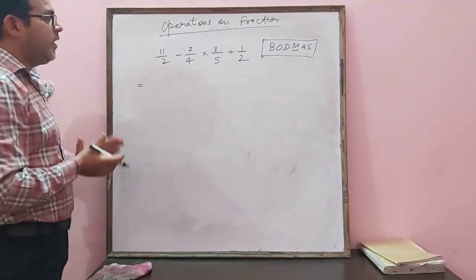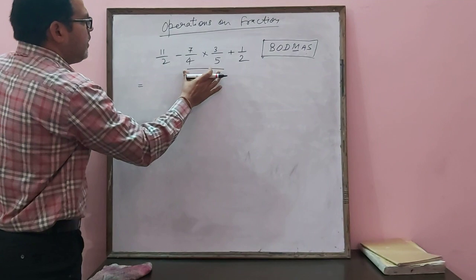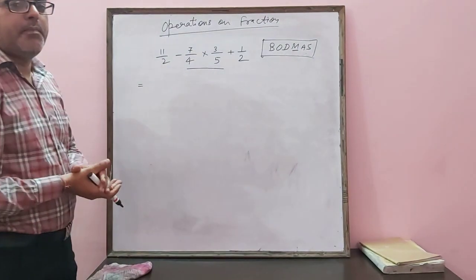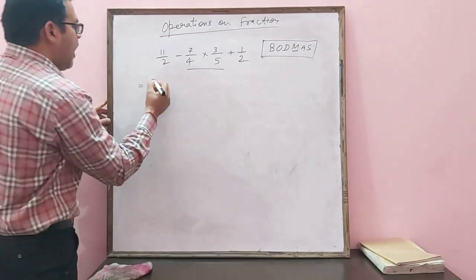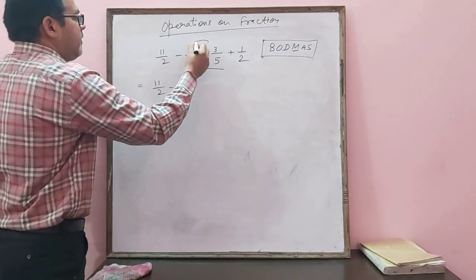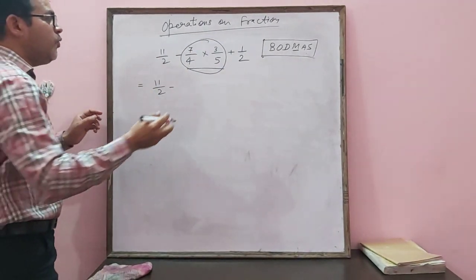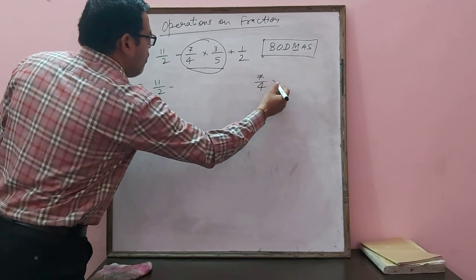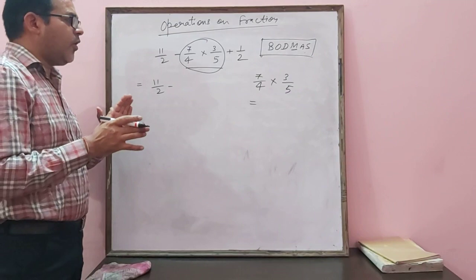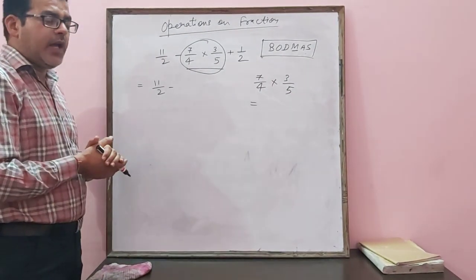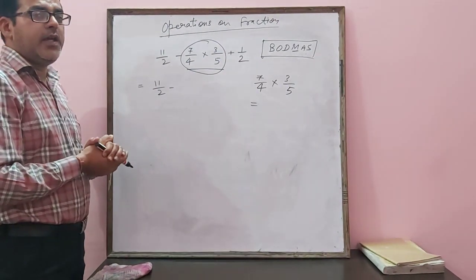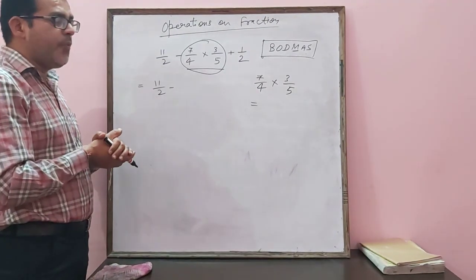This is very, very important. Now, what is multiplication? In between these two fractions, multiplication is there. It means first we need to perform this multiplication. This is very important. Now we can write 11 by 2 into, and now we have to multiply this one. You know that we have already discussed many times that in multiplication there is no need to take LCM and no need to equalize the denominators, right? We can directly multiply numerator with numerator and denominator with denominator.